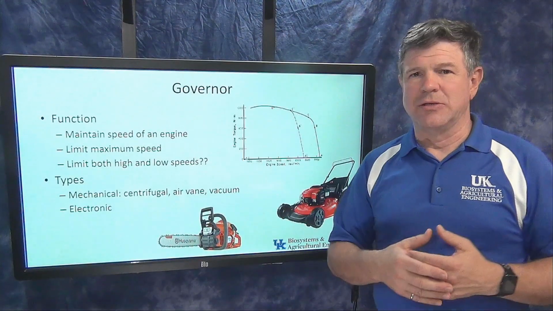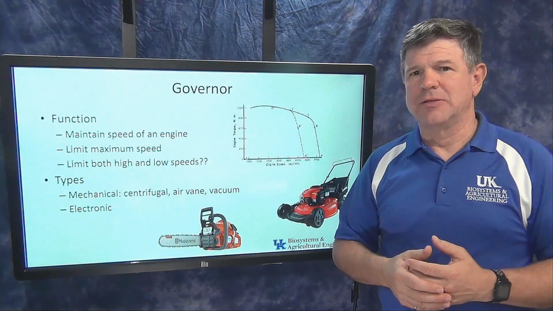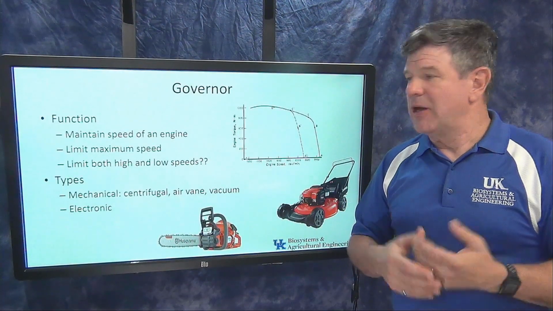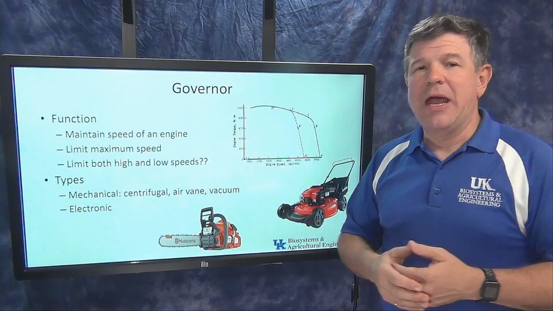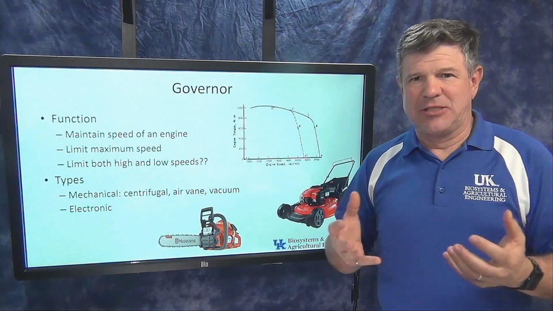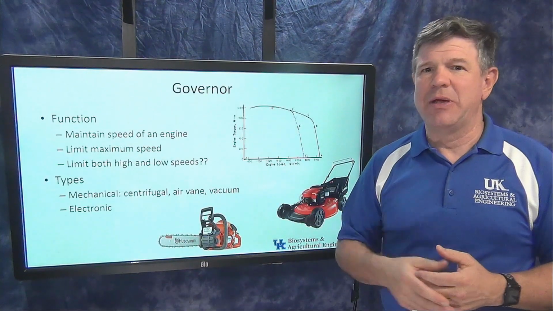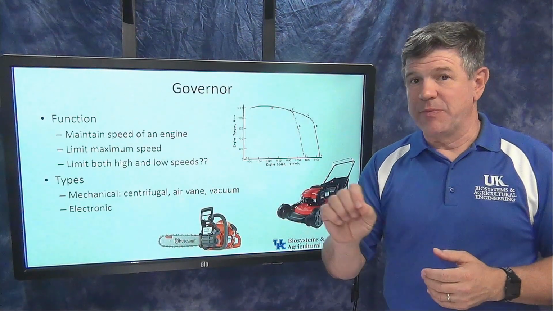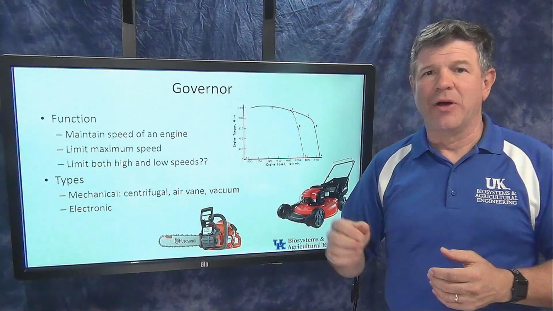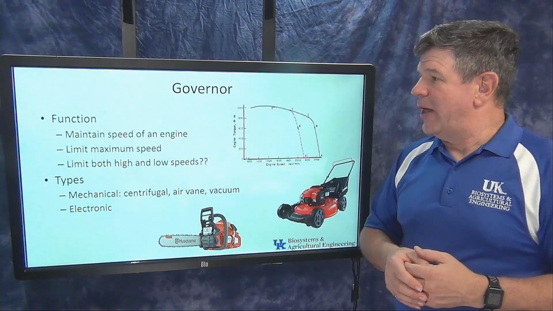So lawnmowers, tractors, different applications like that, where I want the engine running at constant speed, are going to have a governor. And again, that's the main purpose of a governor, just to maintain a speed setting on that engine, whatever it may be. So maybe it's just a constant speed or a maximum speed. Maybe it's something that I can change with some type of throttle control, like I can do on a tractor. So that's the main function.